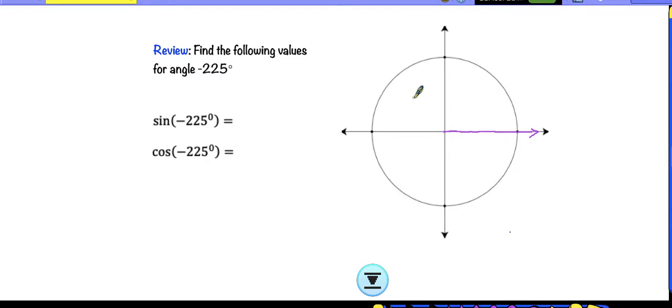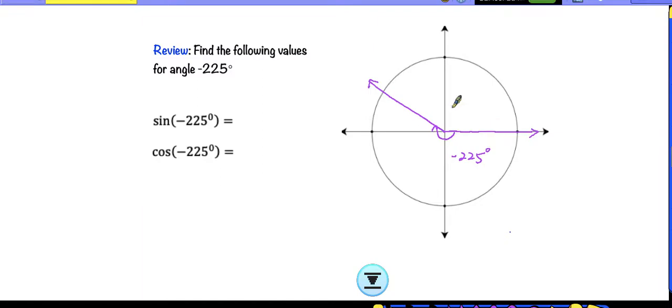And also, since it's 225, let's check. This is 90 degrees, 180 degrees, so it's going to be more than that. It probably is not an accurate drawing, but we get an idea. So it's negative 225 degrees.